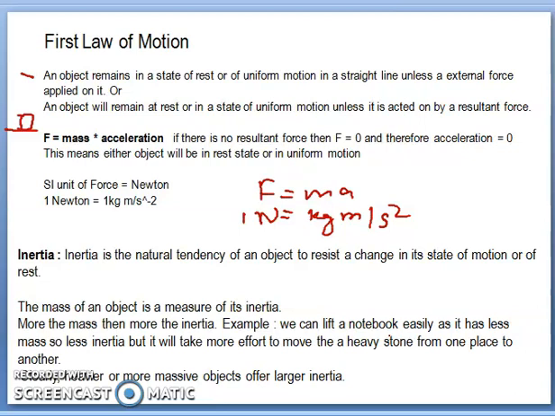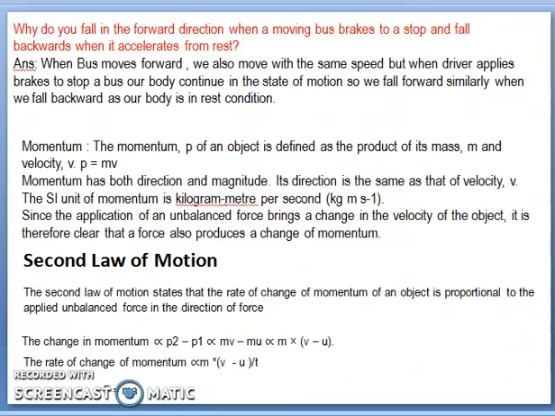That means the more the mass, the more the inertia. That means it is the natural tendency of an object to resist a change in its state of motion or rest. So a heavier or more massive object has larger inertia. Okay, so more the mass, more the inertia.